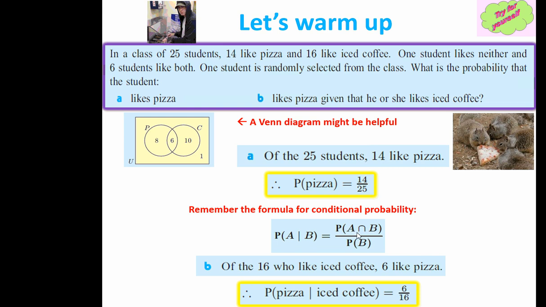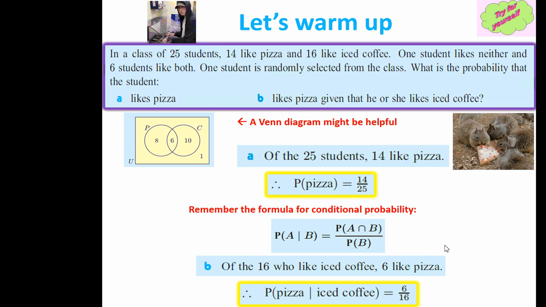Sometimes you might need to use the conditional probability formula instead, in which case you'd need to do the probability of the intersection of A and B, which intersection is this part here, so that's 6 out of 25, divided by the probability of B. In this case, it's the probability of iced coffee, so divided by 16 out of 25. Sorry, I said 6 out of 16 earlier, but this was 6 out of 25. So it would be 6 out of 25 for the intersect, divided by 16 out of 25.